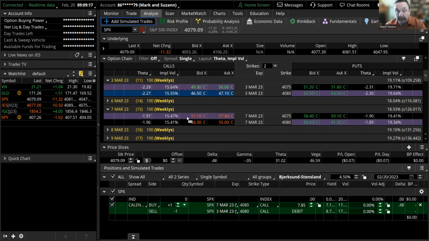Now, in a calendar spread, they could both go up as long as the long keeps pace with the short, or both go down as long as the long, once again, does a little better, or at least doesn't get worse than the short.